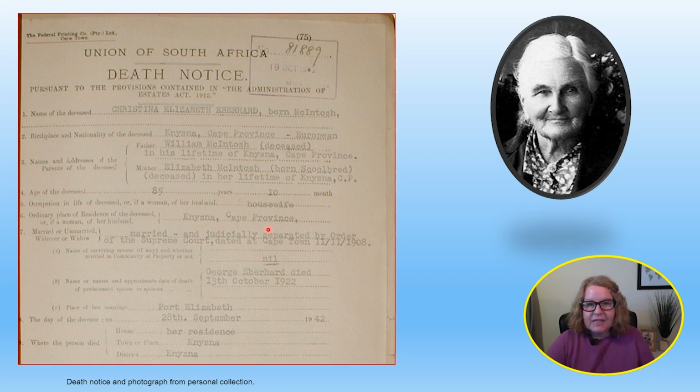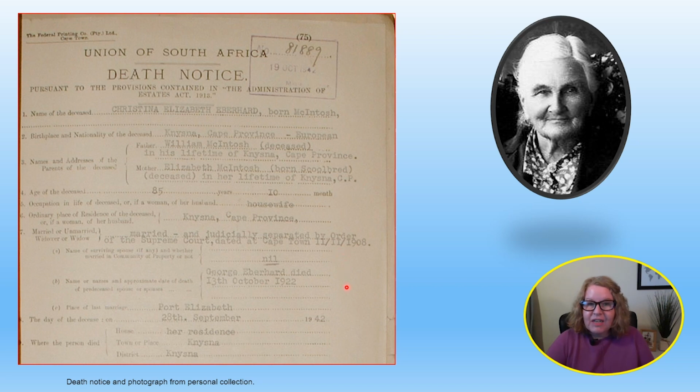We get her ordinary place of residence, which was Knysna, and then we get some information on whether she was married, widowed, etc. Tells us that she was married, and then look at this extra information here. She was judicially separated by order of the Supreme Court, and we get the place, Cape Town, and the date. This is great information if you're going to go look for a divorce record.